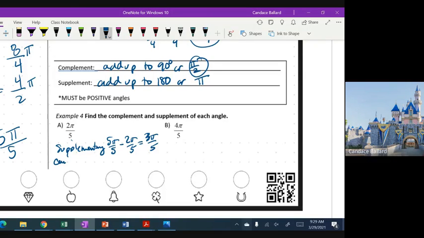All right, to do complementary, I know I have to take pi over 2 and I have to subtract 2 pi over 5. Well, unfortunately, they don't have common denominators, right? So I have to get a common denominator. What common denominator am I going to use? Can you guys tell me that in the chat? What common denominator should I use on this? What do you think? I have 2 and 5. What's my common denominator?